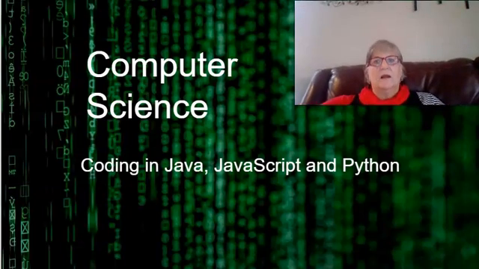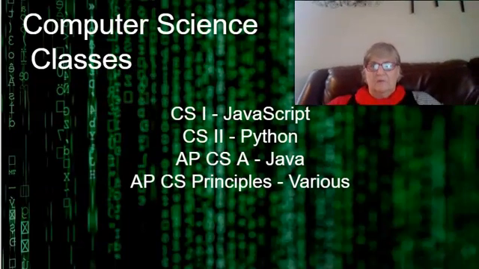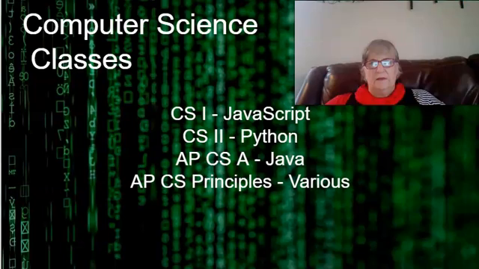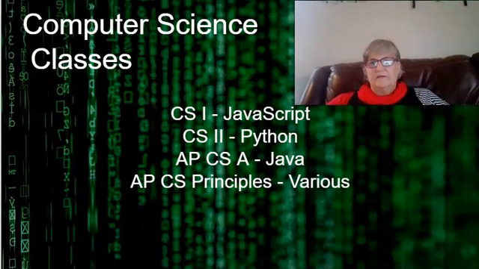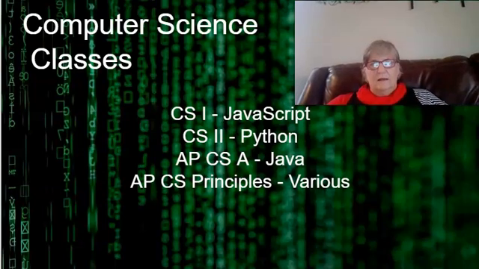This is Mrs. Croner. I am the computer science teacher at San Marcos High School, and we learn how to code in Java, JavaScript, and Python. We do this by 4 different classes. In CS1, we learn JavaScript. CS2, we learn Python. APCSA, we do Java. And APCS principles, we learn various languages depending on your skill level.